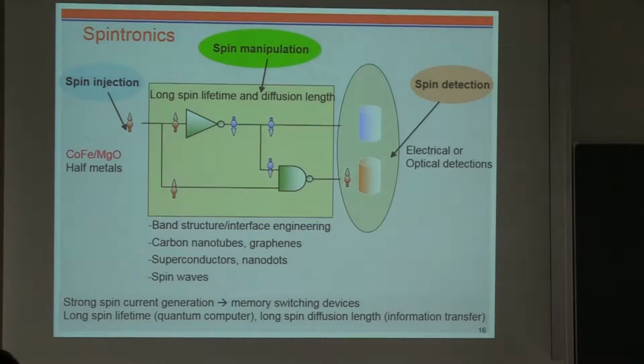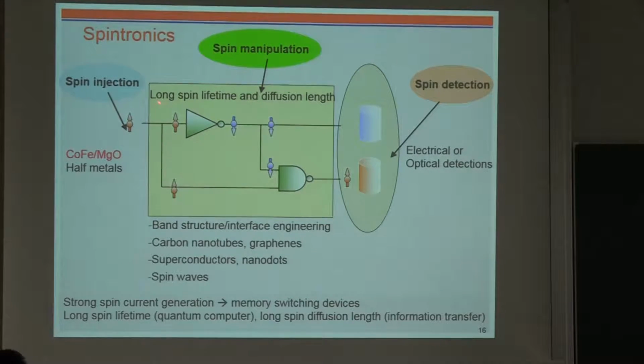Okay. So if you look at the horizon of the field of spintronics, people try to inject very highly spin polarized electrons. That is the spin injection part, using cobalt iron and MgO, basically the combination invented by Stuart Parkin. And a lot of people also use half metals because in principle a half metal should give us 100% spin polarization. Now once we inject this spin information, we want to manipulate it.